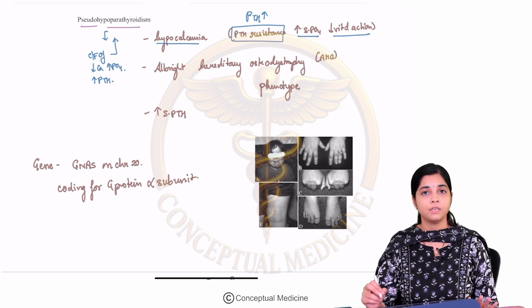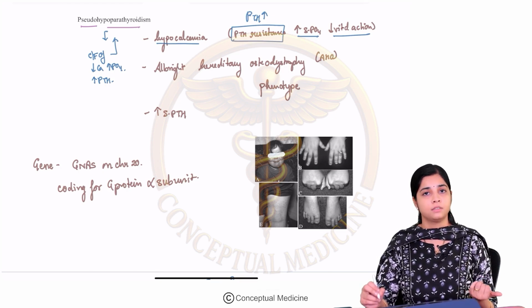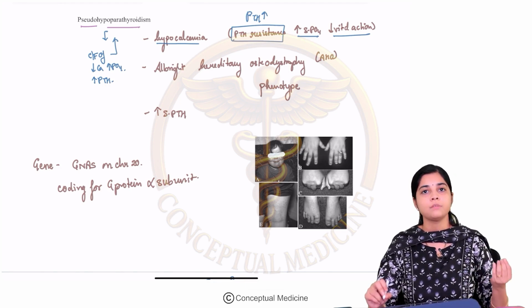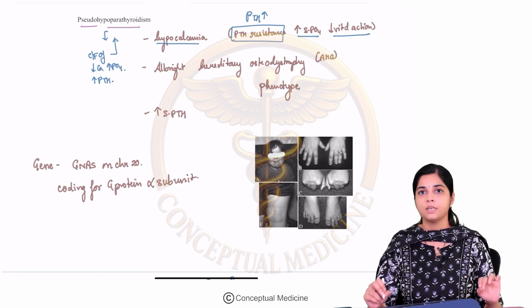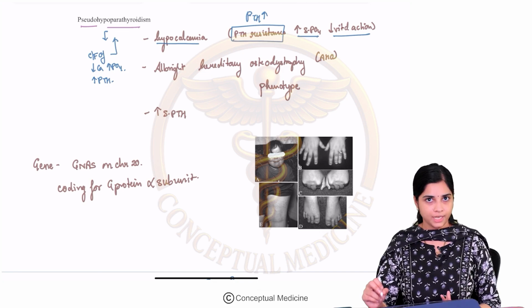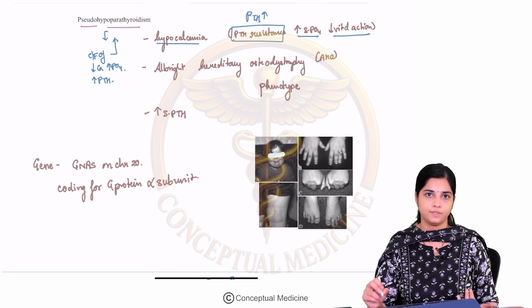So this has to be very clear. So you should not be thinking why PTH levels are elevated means the calcium should be high, right? No, because PTH is not able to act on its receptor, the PTH levels are high. But because the PTH is not able to act, then you will not have your PTH action. So calcium is low, phosphorus is high.